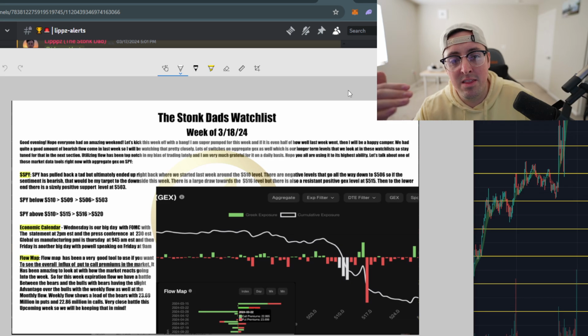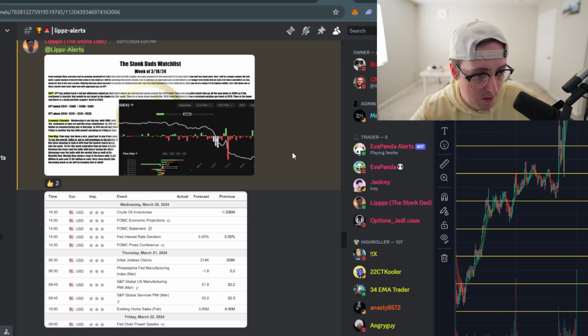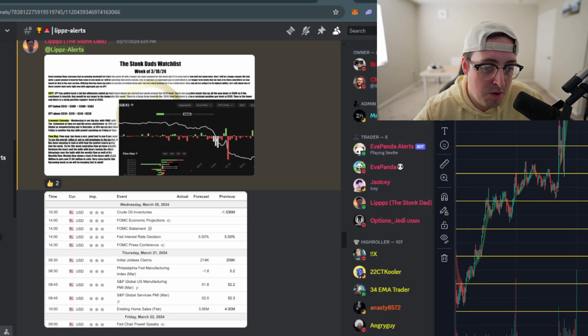So I do look at the aggregate GEX levels that happen on Sundays, and then I also look at the 0DTE GEX levels that happen intraday. It kind of just makes it a little bit better. Everything is a little bit more clear once you use the 0DTE GEX levels, and I'll show you what I mean by that. Okay, so we're gonna go on over here to my flow channel.